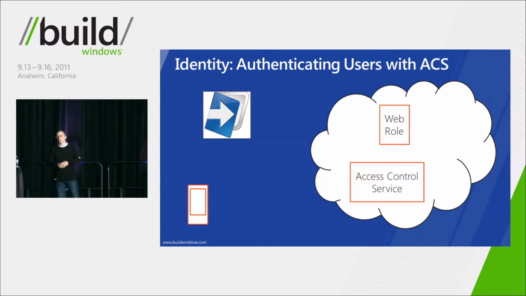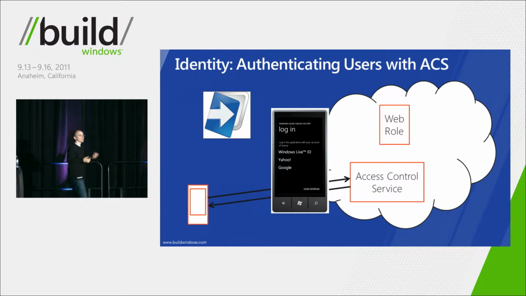So when we first log into the application, we got a list of identity providers, and that came from the access control service. So we called out to the access control service and said, what are the different identity providers that have been configured for this application? And it sent back a list. And so this is where we saw the home realm discovery that listed out the different identity providers.